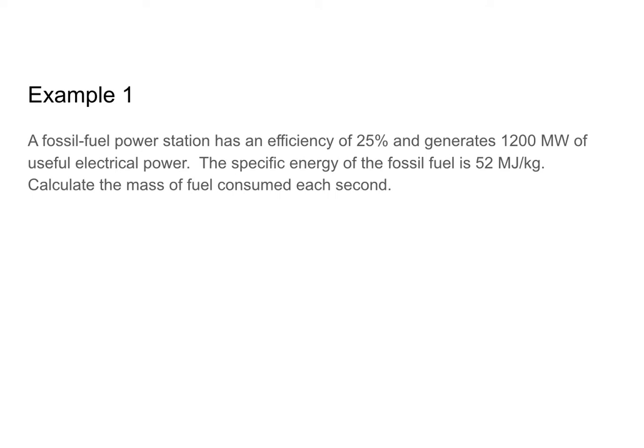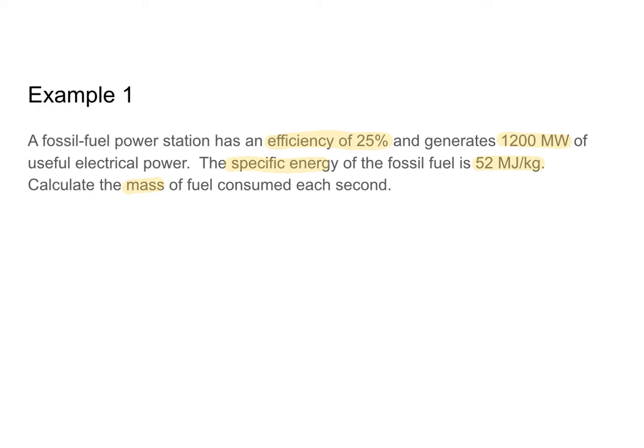So let's go ahead and look at an example. A fossil fuel power station has an efficiency of 25% and generates 1,200 megawatts of useful electrical power. The specific energy of the fossil fuel is 52 megajoules per kilogram. Calculate the mass of fuel consumed each second.